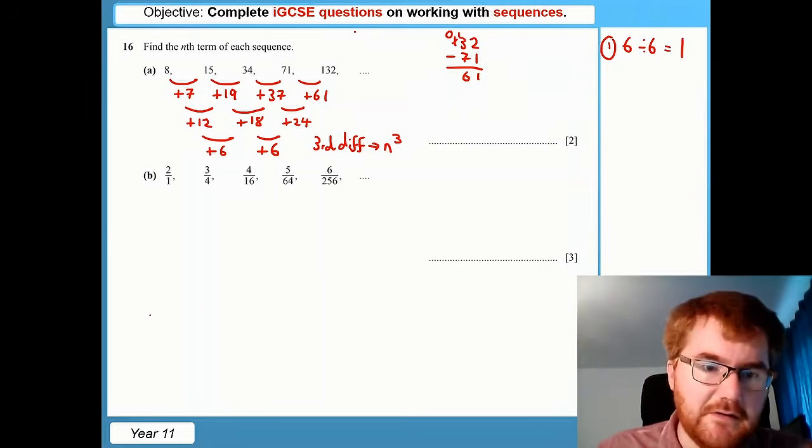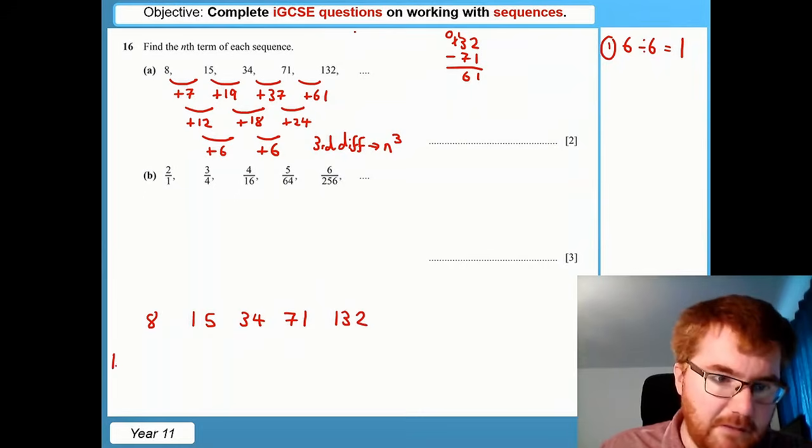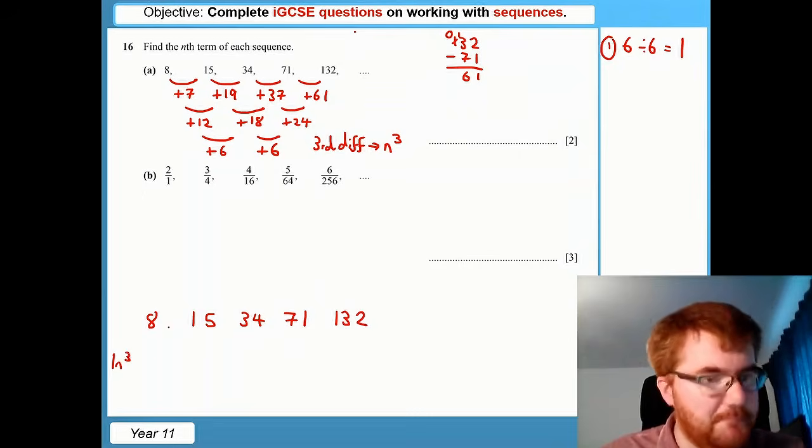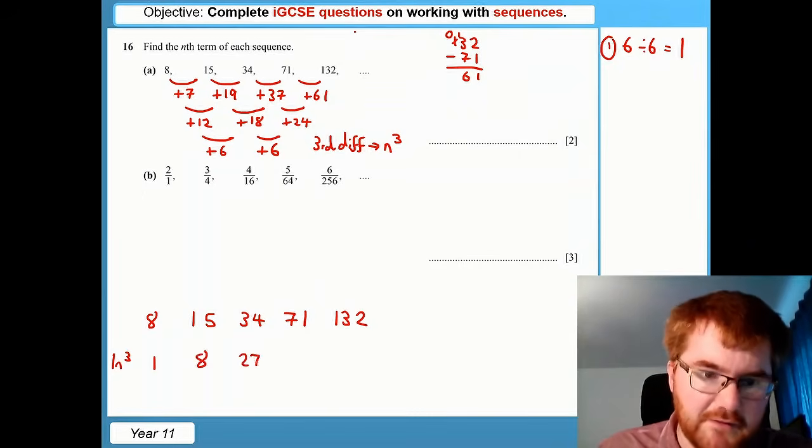So what I'm going to do here at the bottom is I'm going to write down my sequence, and I'm going to write down the cube numbers, the 1n cubed numbers. So that's 1 times 1 times 1, which is 1, 2 times 2 times 2, that's equal to 8, 3 times 3 times 3, that's 27, 4 times 4 times 4, 64. Again, you can use your calculator for this as well.